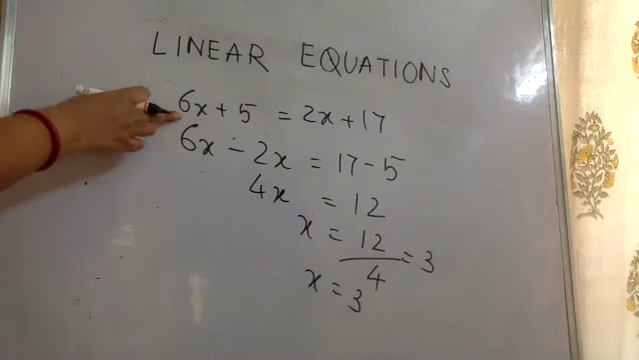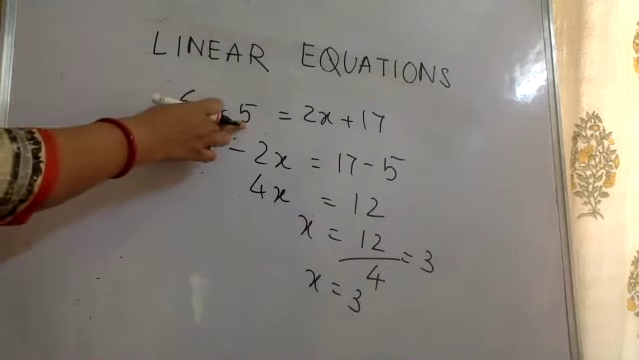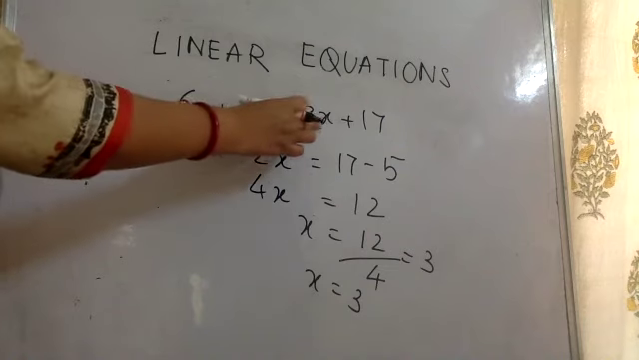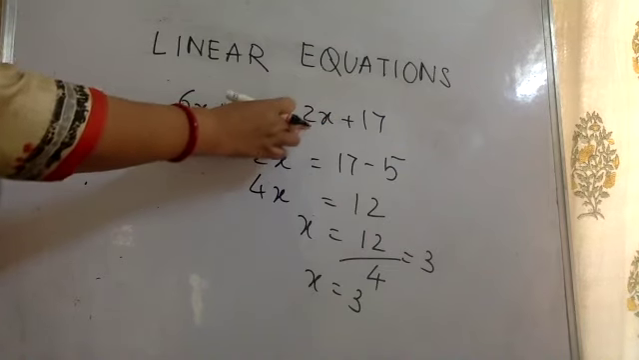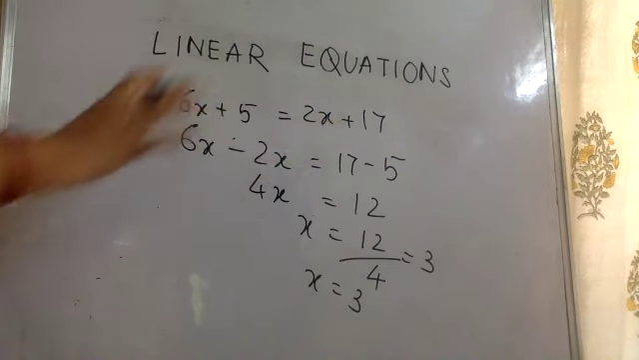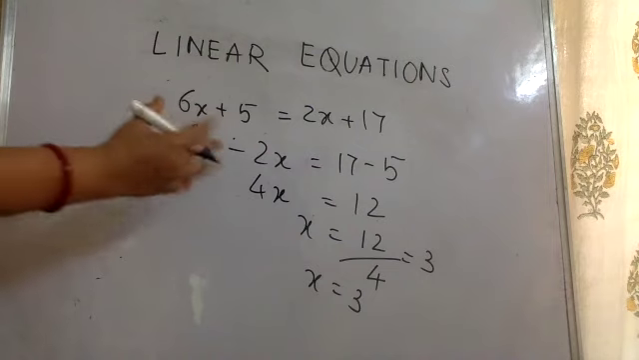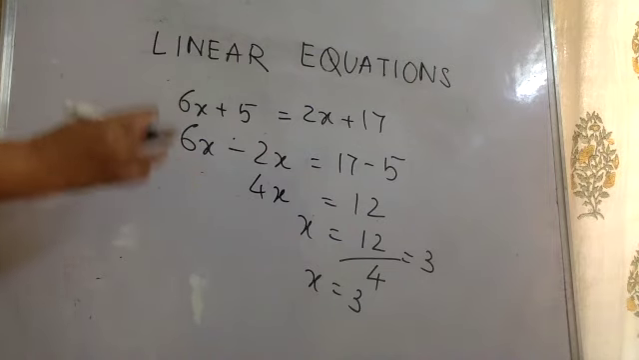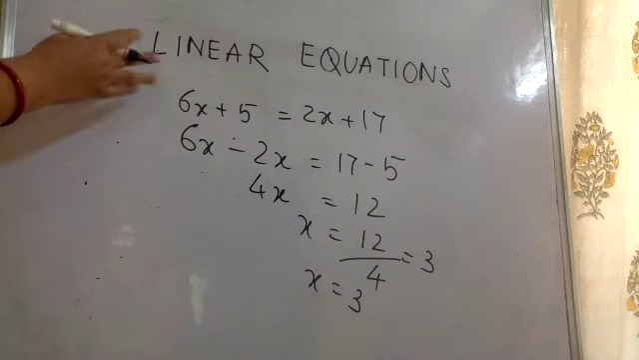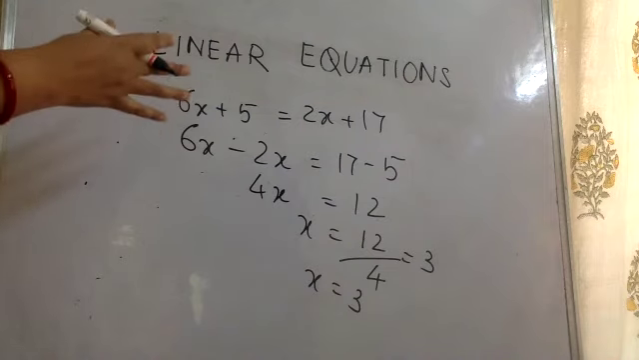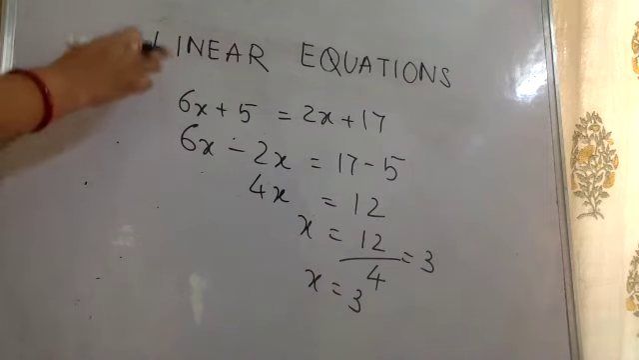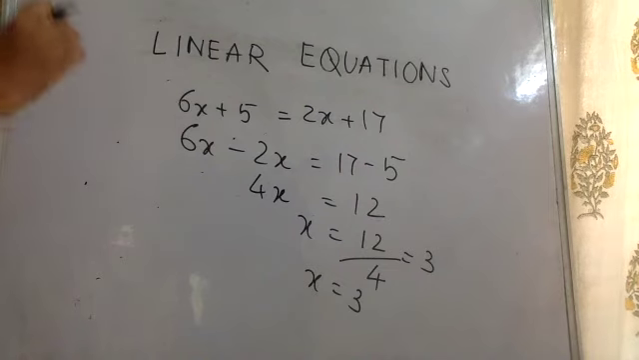So if I put a 3 here, I get an 18. 18 plus 5 is a 23. And if I put a 3 here, again I get a 6. 6 plus 17 is again a 23. So my sum is right. In the exam also, you should substitute this at least orally if you don't have the space to do it in rough, and check your answer then and there in the examination.